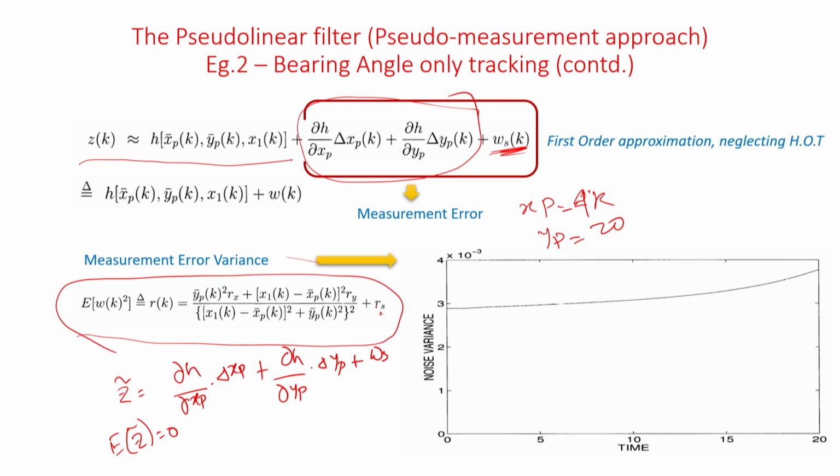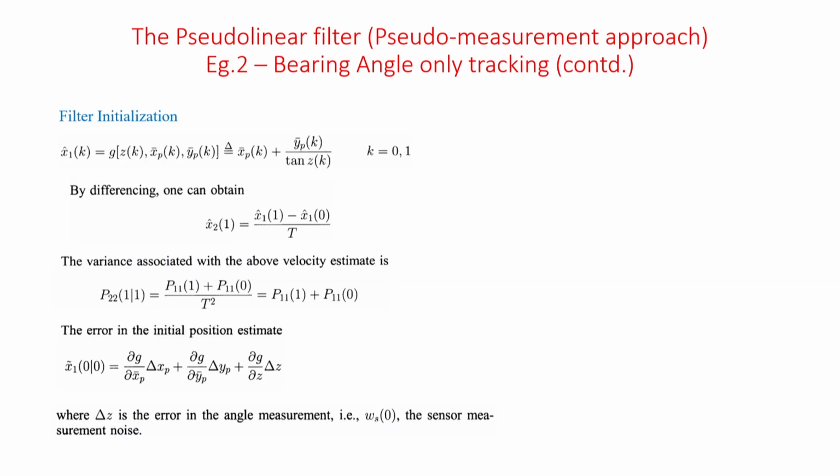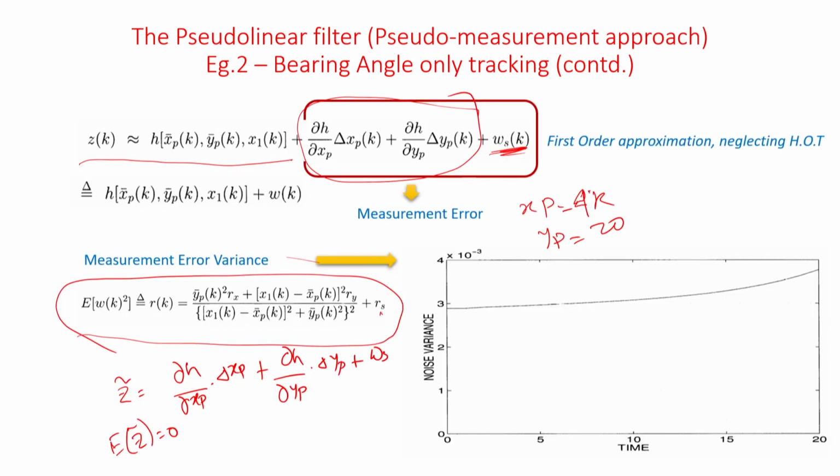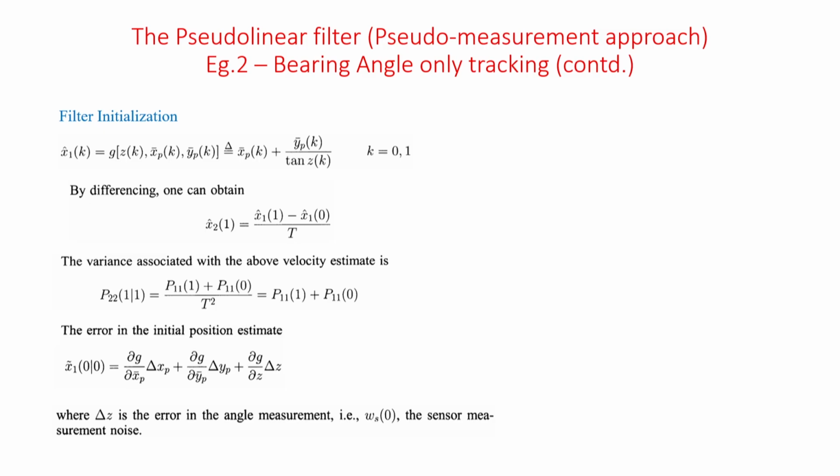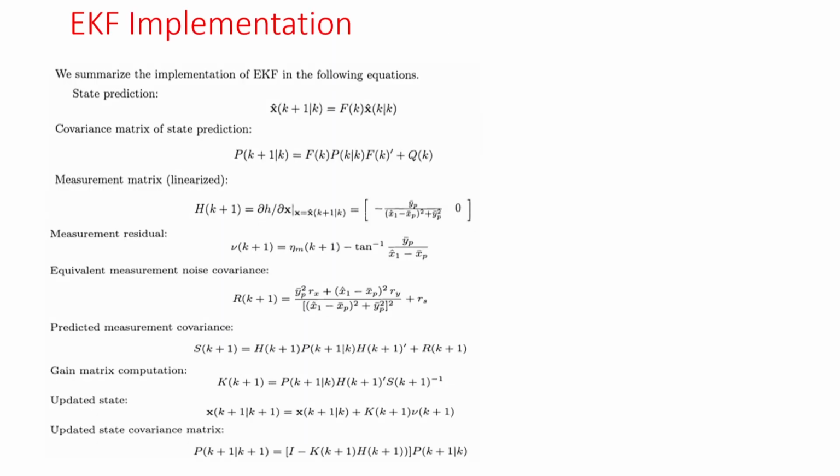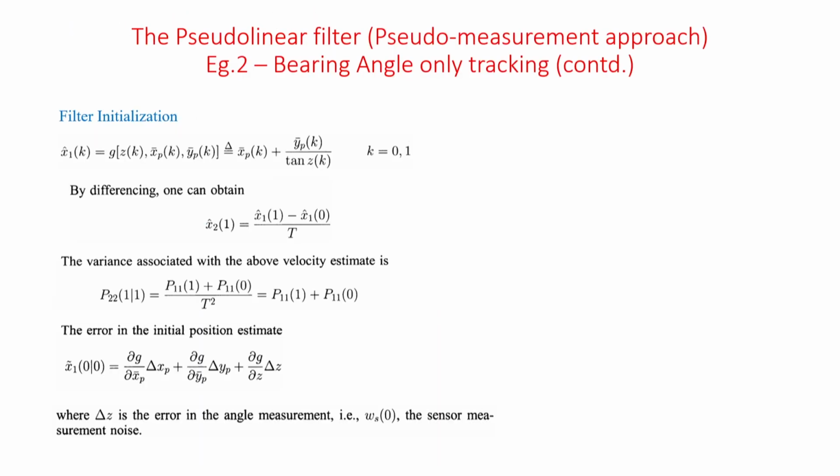So, omega is directly R s, but the rest are all the same. Now the problem is like this: your measurement error variance is linearly increasing, and sometimes it is constant, sometimes it is increasing like this. Okay. So, this is what is happening. Now, I won't go directly for a pseudo-linear filter. I will first implement an EKF, and then perhaps I will go to a pseudo-linear filter.